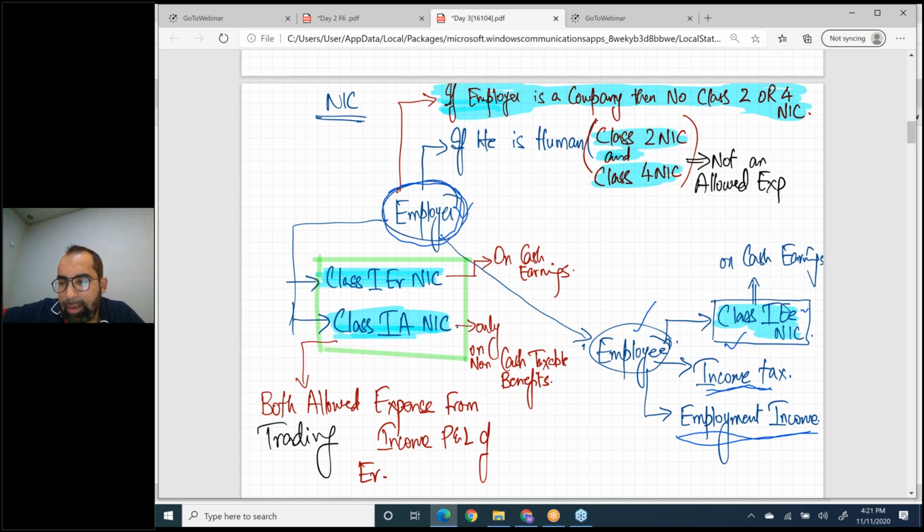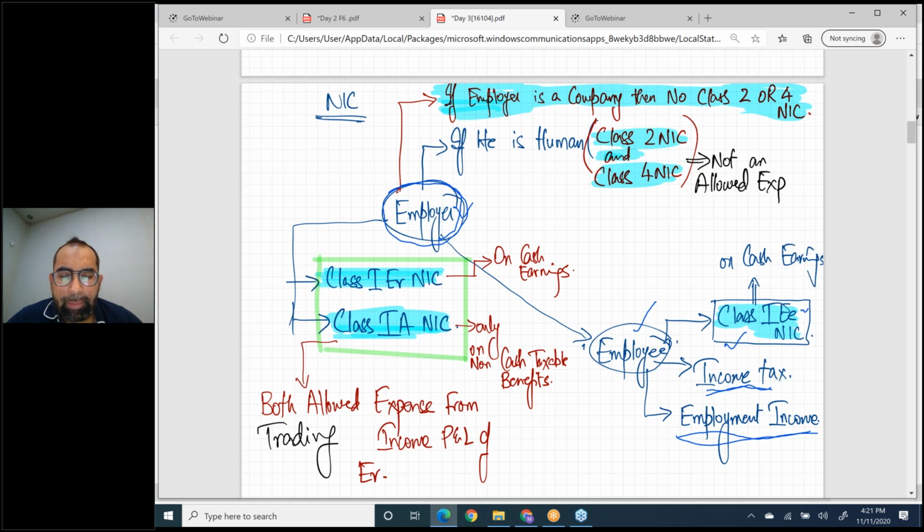You have to calculate class 1 employer NIC on the same amount, okay? Right, that is on cash earnings. One more thing, I hope you remember, there is an employment allowance. There is an employment allowance given by the tax department on class 1 employer NIC.